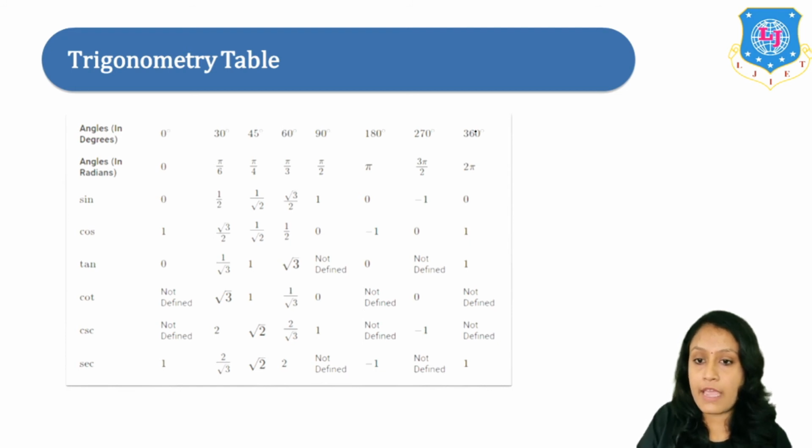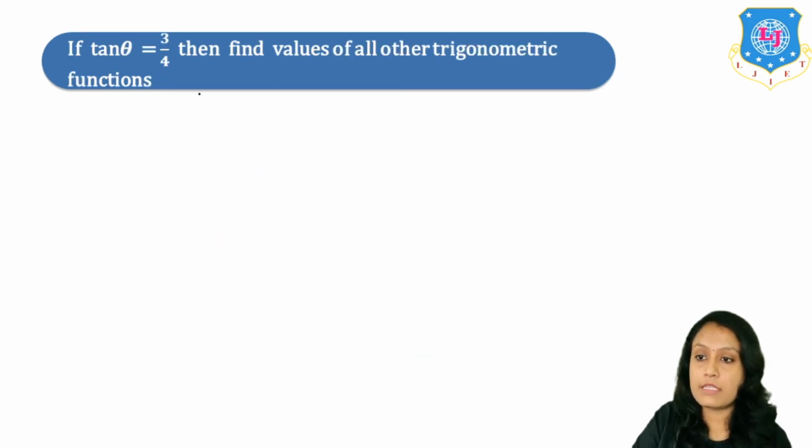Alright, now this is a trigonometry table. Here we have angles from 0 to 360 degree. This angle is written in radian from 0 to 2 pi. So you have to remember all these values in order to solve the examples.